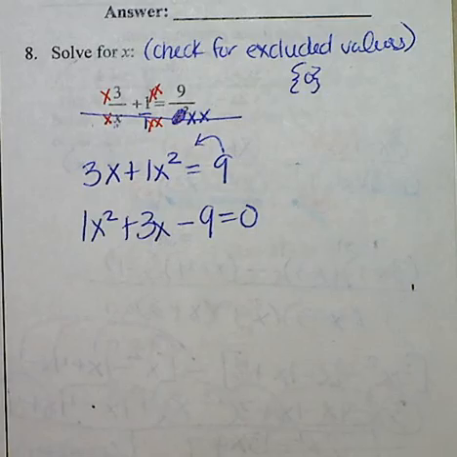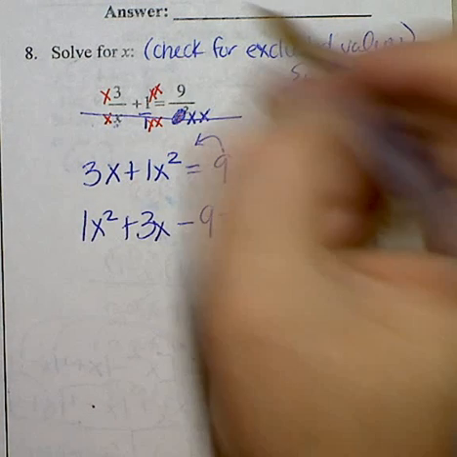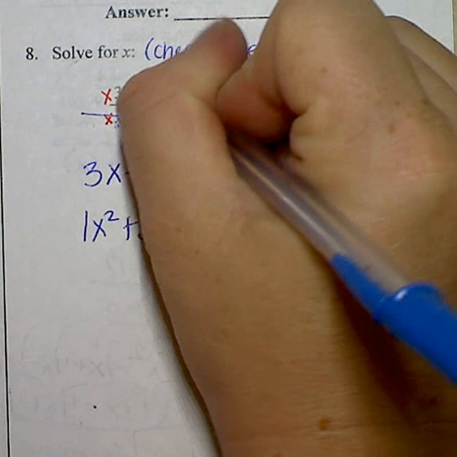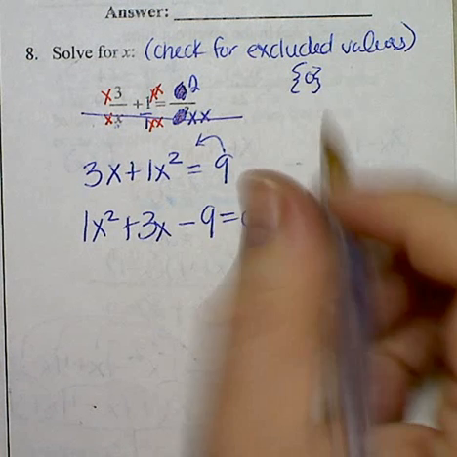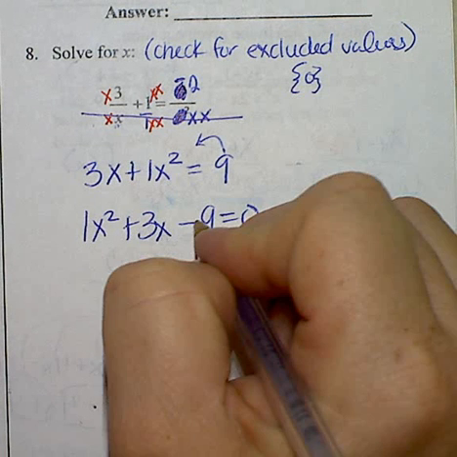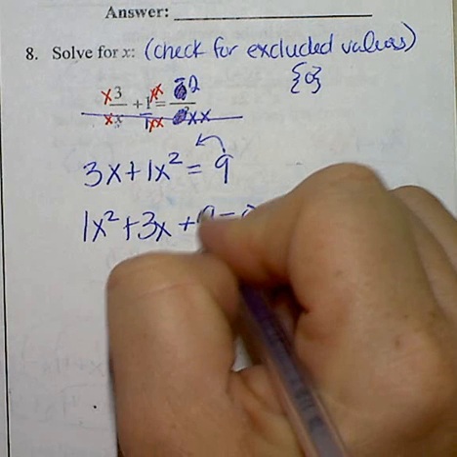I think I made a small mistake here, so let's switch this up and do me a favor. I'd like you to change this, cross out the 9, please, for me. Cross out the 9 and make it a positive 2. And let's make it a negative 2 on the left, so when it comes over, it becomes a positive 2.